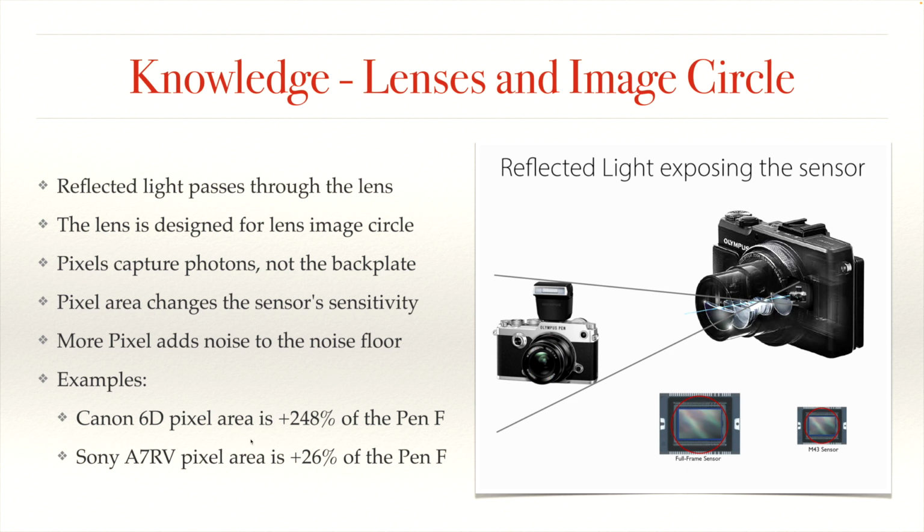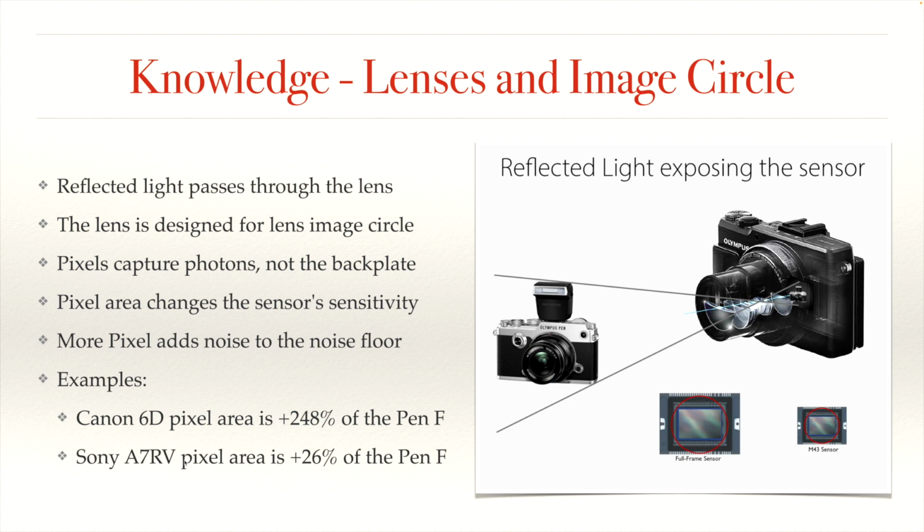And here are 2 interesting examples. If I look at a full frame camera, a 6D with 20 megapixels, and a Pen F with 20 megapixels, then you would see that the 6D pixel area is almost 250% larger than the Pen F. That makes a huge difference in sensor sensitivity. So one would expect the 6D to capture more image detail, especially in the shadows. In the normally exposed midtones and highlights, it should be the same, but the benefit should be really in the shadows. Nothing about noise, because noise is a different technical aspect of the sensor.